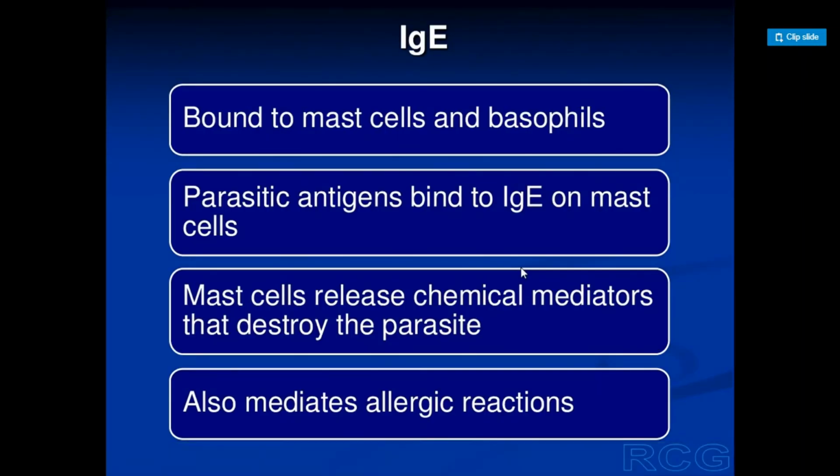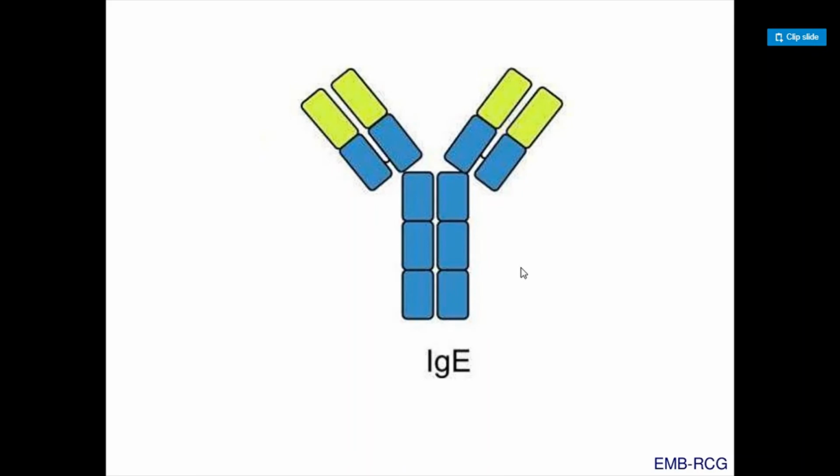Then the IgE. IgE is bound to the mast cells and the basophils, and parasitic antigens bind to the IgE on the mast cells. And the mast cells release chemical mediators such as histamines, and they can destroy the parasite and also mediate the allergic reaction. So IgE is very crucial, and if the IgE level increases, that means there is some kind of allergic reaction taking place inside the body. This is the structure of IgE.